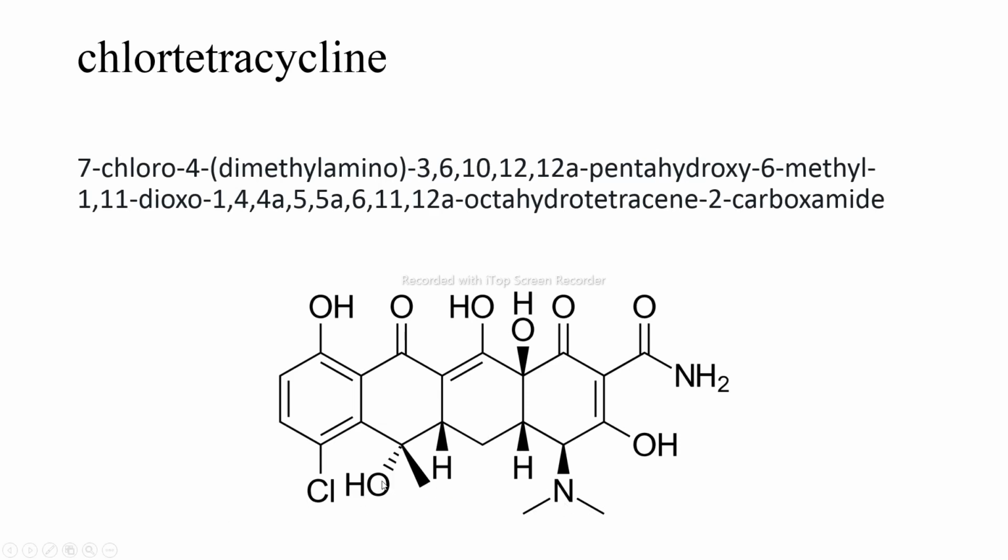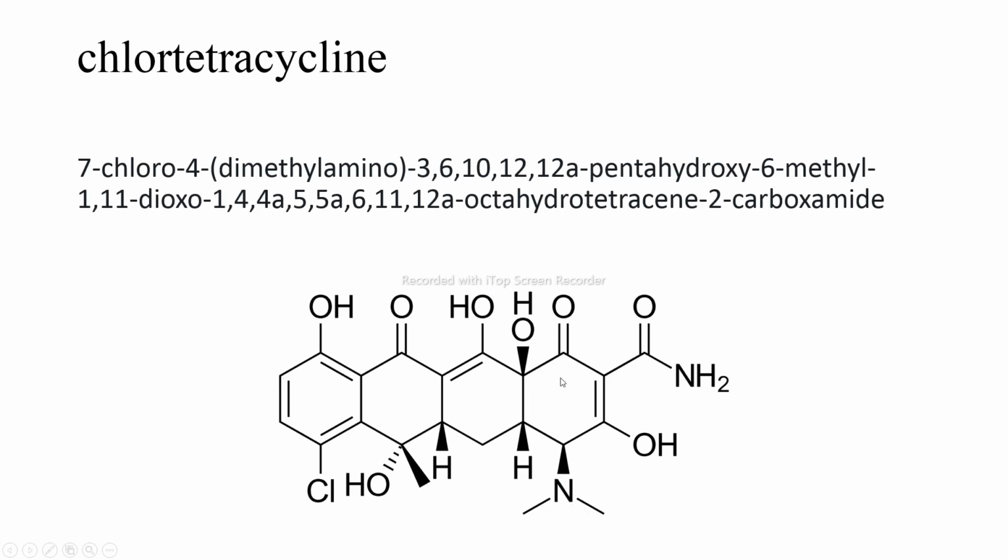Okay, so first we nominated the hydroxy group, then we nominated the methyl group. So hydroxy group is present at which position? Third position, sixth position, 10th position, 12th position, and 12A position. So it is same in all tetracyclines. So the hydroxy group is at 3, 6, 10, 12, 12A. So 3, 6, 10, 12, 12A, pentahydroxy. Then 4 dimethyl amino.